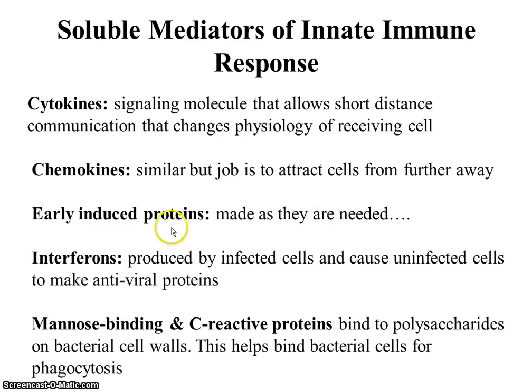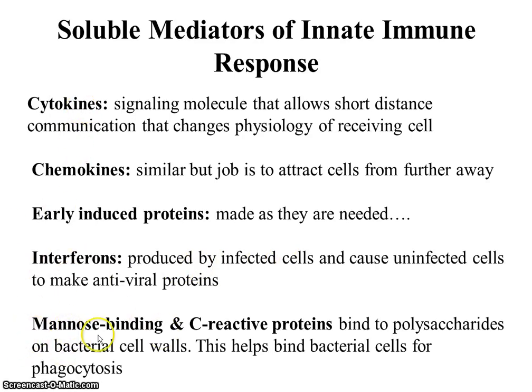Early induced proteins made as they are needed, and this is just another group of these soluble mediators. Interferons produced by infected cells cause the uninfected cells to make antiviral proteins. So interferons actually do interfere with viral replication. And so they're effective, but again, they don't know. They're just released from an infected cell, and this is going to tell the other cells nearby that there's a problem. And the nearby cells will then start to make their own chemicals, right, that will help to limit the infection. And so interferons are a type of cytokine.